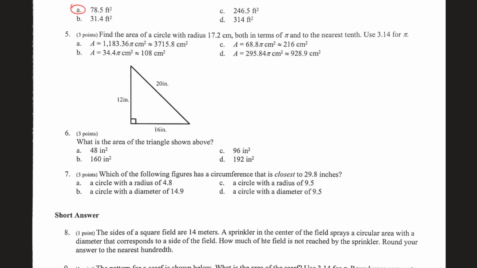Let's see here. Find the area of a circle with a radius of 17.2, both in terms of pi. So we really just need to find it in terms of pi, and I'll show you what that means in just a moment. So let's return to the area of a circle is pi times the radius squared, and the radius is 17.2. So I'll have pi. I'm not going to use 3.14 yet. I'm going to hold off. It's going to make this much easier. And then times 17.2 squared.